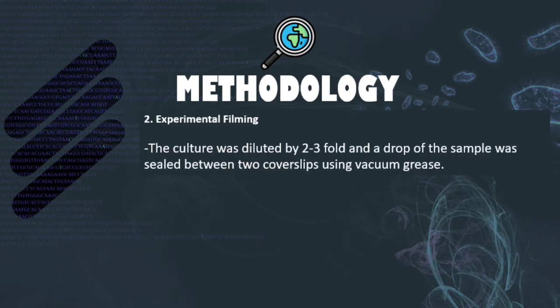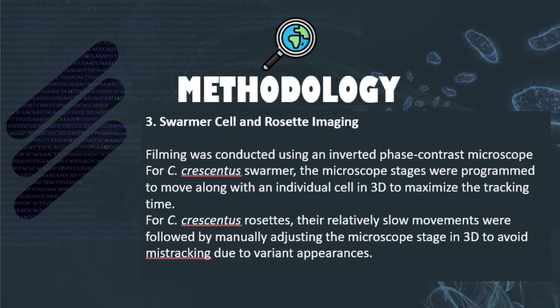Second, experimental filming. The culture was diluted by 2 to 3-fold and a drop of the sample was sealed between 2 cover slips using vacuum grease. Swarmer cell and rosette imaging. Filming was conducted using an inverted phase contrast microscope.